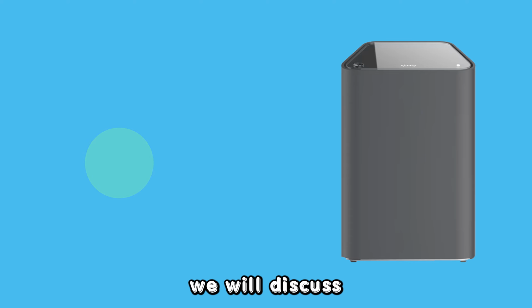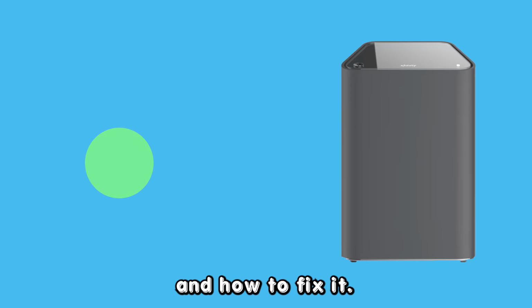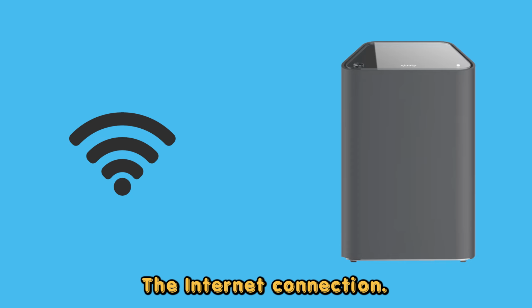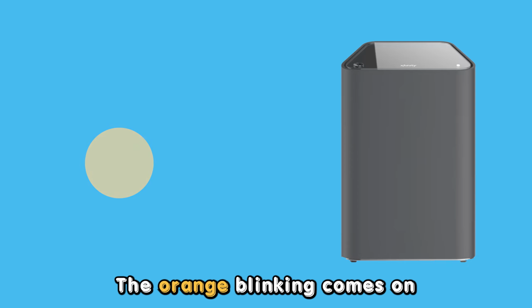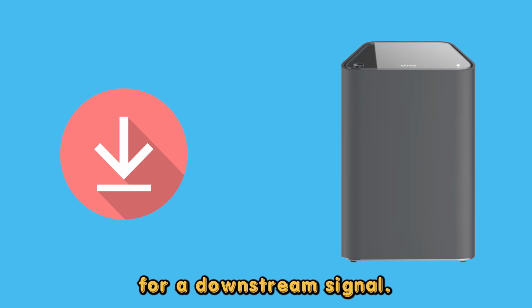In today's video, we will discuss the cause of the blinking green and orange lights on your Xfinity modem and how to fix it. Let's get started. The green blinking light on your Xfinity modem indicates it is trying to establish or stabilize the internet connection. The orange blinking comes on when the modem is installing a new update or waiting for a downstream signal.